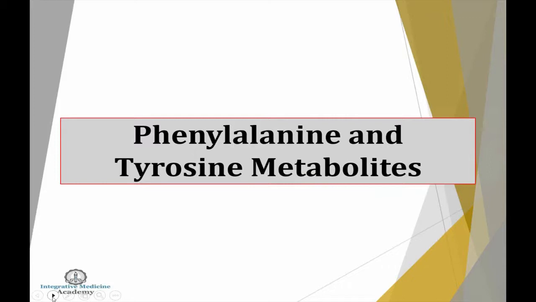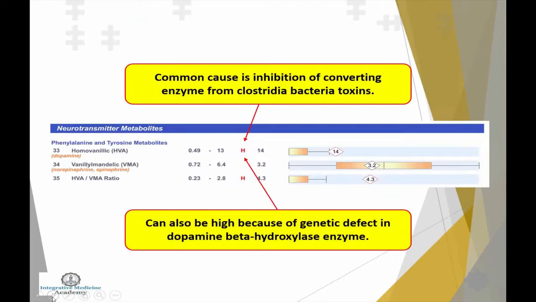Let's go to the phenylalanine tyrosine metabolites section. Okay, this is an area that is often influenced by Clostridia bacteria toxins, whether it's the 4-cresol, the HPA, or the 4-hydroxyphenylacetic acid. We know that those chemicals coming from Clostridia can inhibit that dopamine converting enzyme, which could cause dopamine levels to rise. When we get an elevation of dopamine, there's a spillover effect seen with elevated levels of homovanillic acid, or HVA. Okay, so in this particular case, we can see the HVA is high.